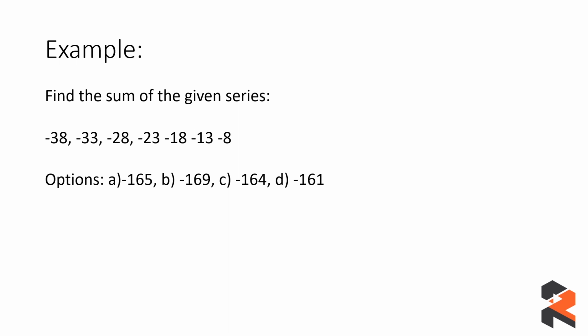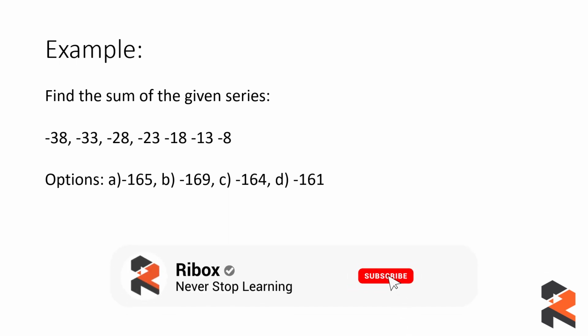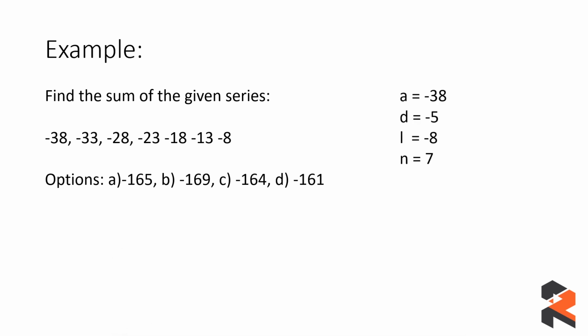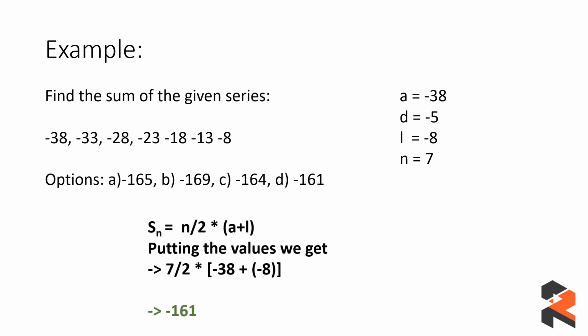So basically you have all the required details, and now you have to find the sum. Certain options have been given to us, and these were the basic data which we extracted from the question. So you can simply put it in the formula, and then putting the values you can get the answer. In this case our answer is minus 161.